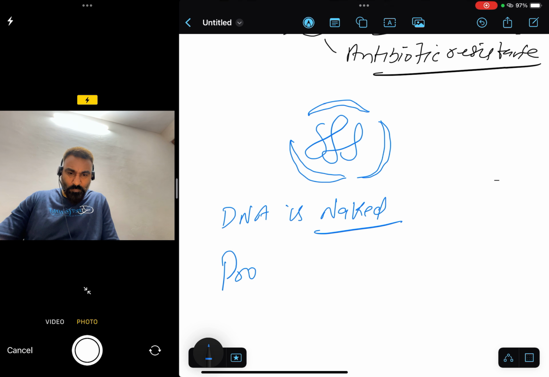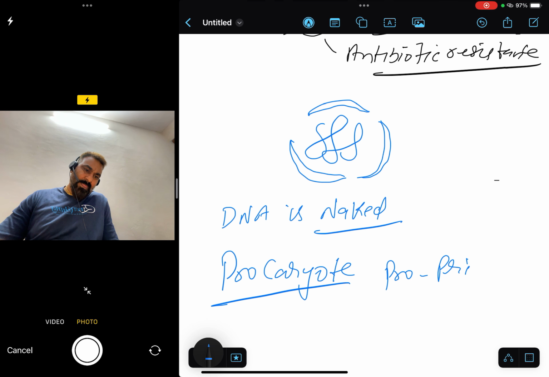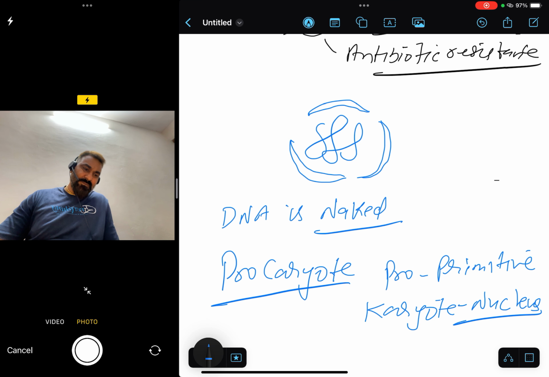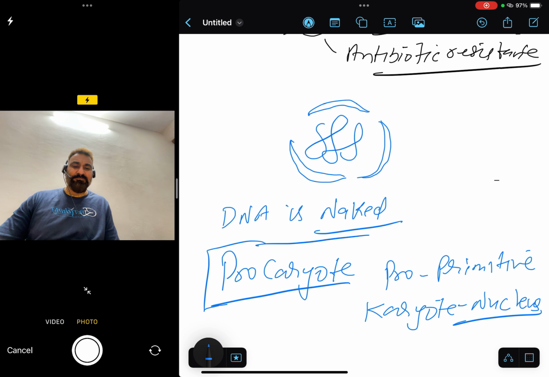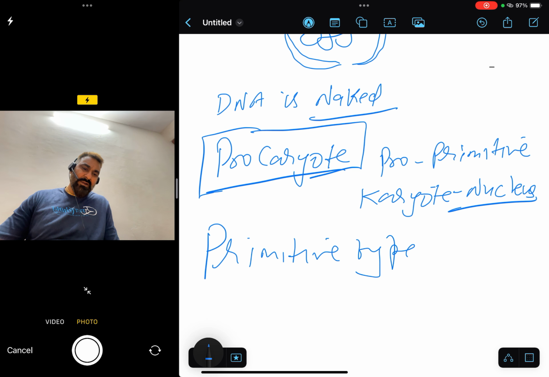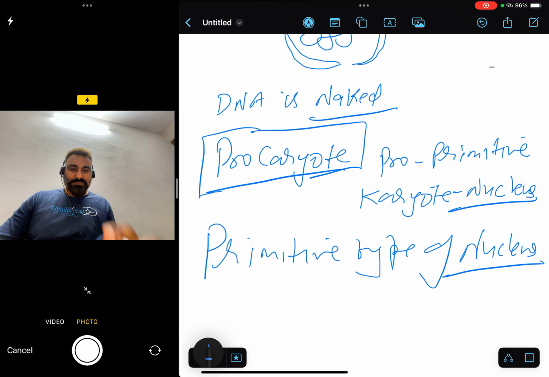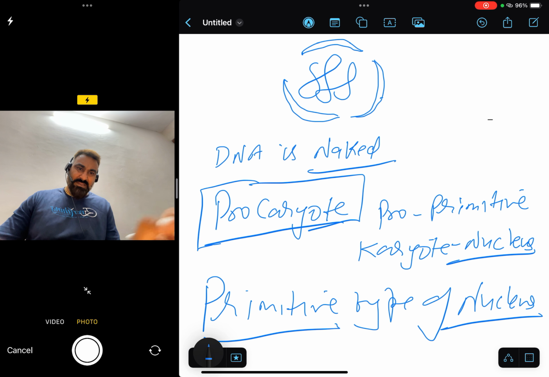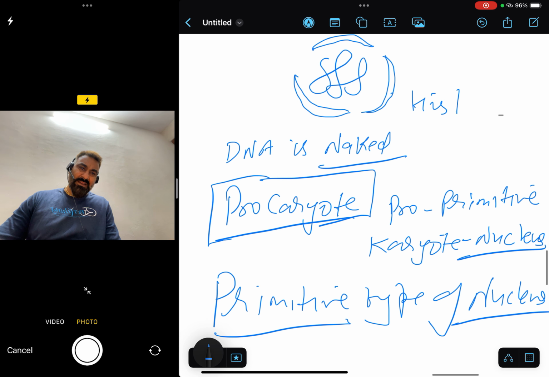The word prokaryote: pro means primitive and karyote means nucleus. From this, the word prokaryotic comes, which means primitive type of nucleus. So prokaryotes mean primitive type of nucleus. Okay. So what is primitive type? The primitive type is that the DNA is not surrounded by any nuclear membrane and the histone proteins are absent.